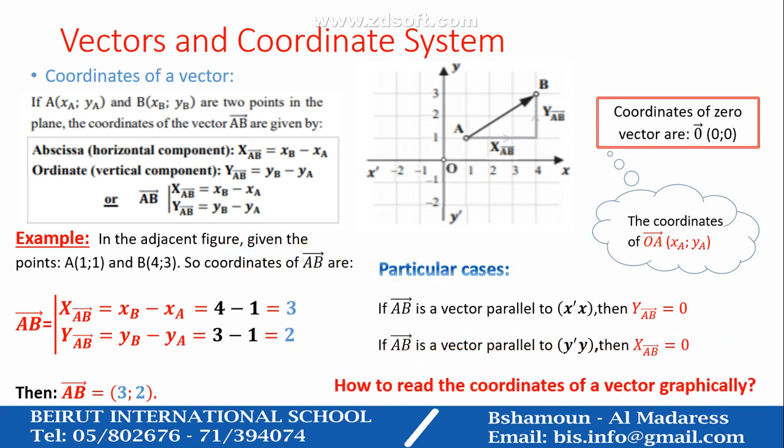How to read the coordinates of a vector graphically? We pass from A to B by moving 3 units in the positive sense parallel to x prime x, and 2 units in the positive sense parallel to the y prime y axis.